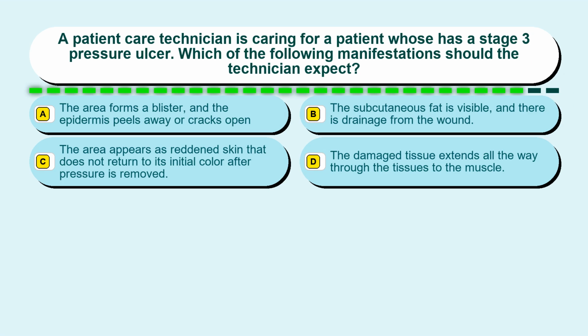Question 49. A patient care technician is caring for a patient who has a stage 3 pressure ulcer. Which of the following manifestations should the technician expect? Option A, the area forms a blister, and the epidermis peels away or cracks open. Option B, the subcutaneous fat is visible, and there is drainage from the wound. Option C, the area appears as reddened skin that does not return to its initial color after pressure is removed. Option D, the damaged tissue extends all the way through the tissues to the muscle.